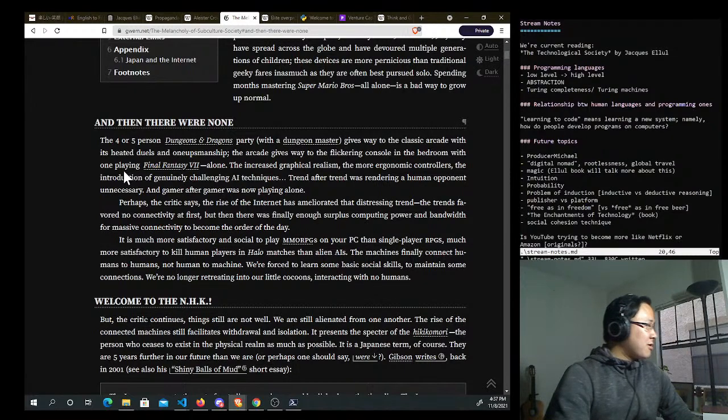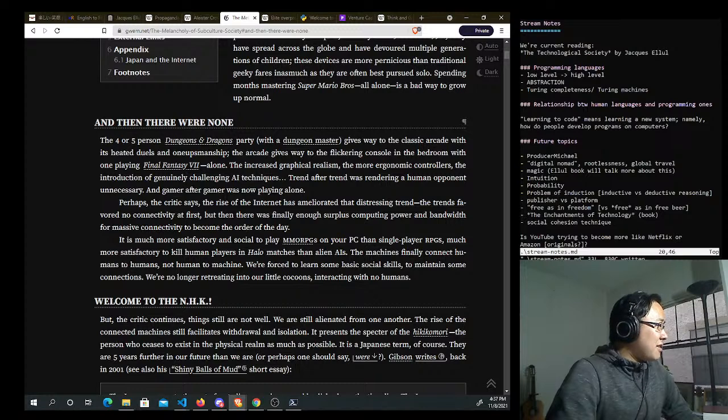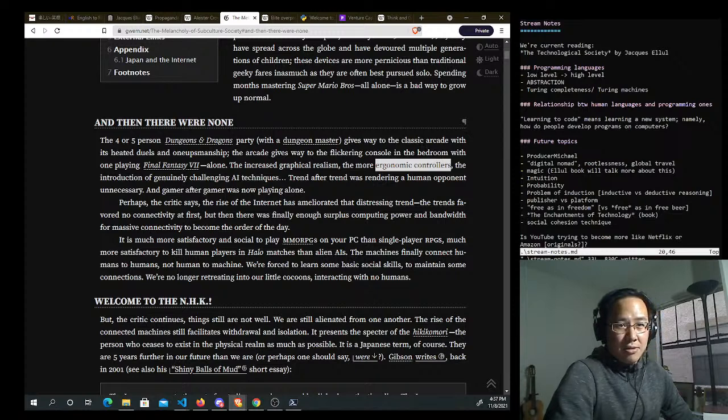The 4 or 5 person Dungeons & Dragons party with a dungeon master gives way to the classic arcade with its heated duels and one-upmanship. The arcade gives way to the flickering console in the bedroom with one playing Final Fantasy VII alone. The increased graphical realism, the more ergonomic controls. The introduction of genuinely challenging AI techniques, trend after trend, was rendering human opponents unnecessary, and gamer after gamer was now playing alone.